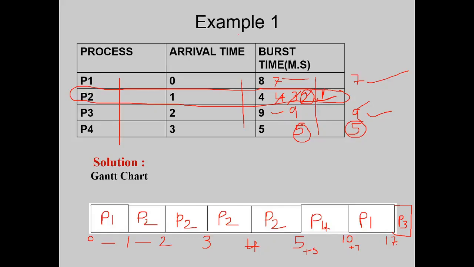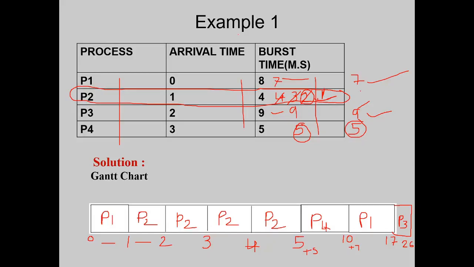So how many units is it going to take? Total 9 units. So 17 plus 9, it is 26. So this is the allocation of the processes.